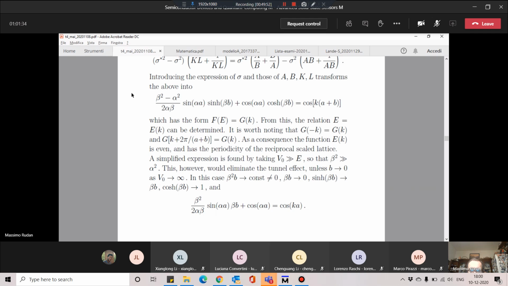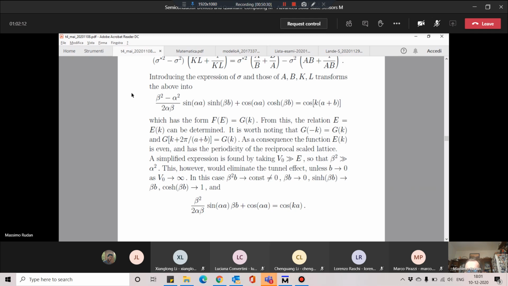The second issue is that if you, at the right-hand side of the relation, replace k with k plus 2 pi over a plus b, that is one Brillouin zone, obviously due to the periodicity of the cosine, nothing changes. So that means that the left-hand side is invariant if we add to k one full period that is given by the Brillouin zone. So this is also important.